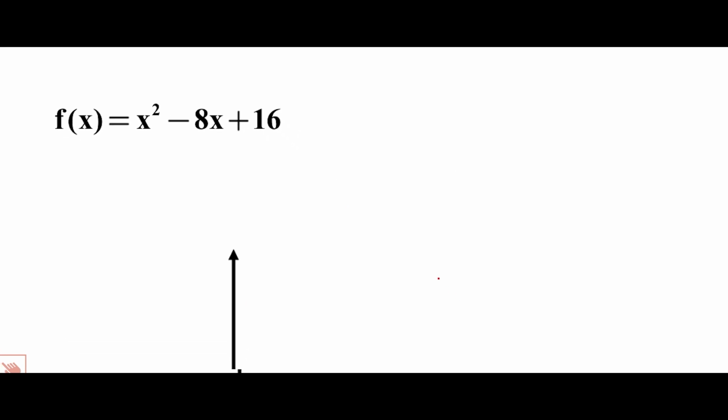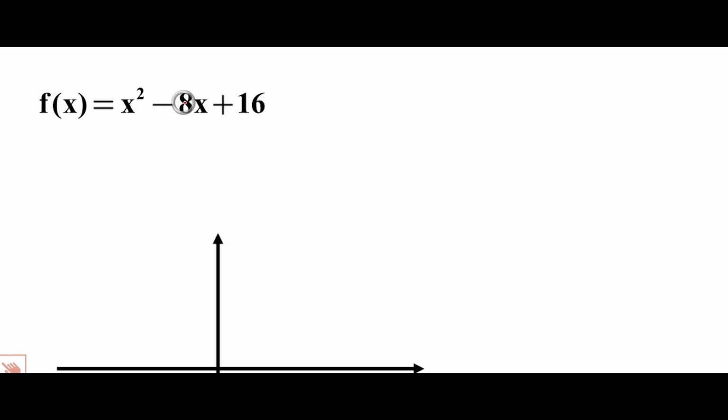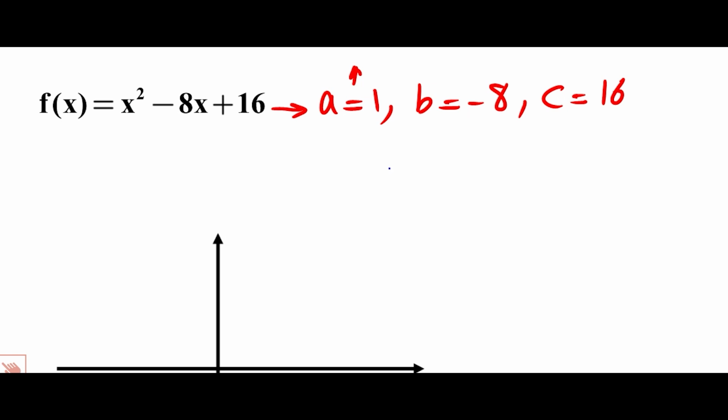Number 3, consider f(x) = x² - 8x + 16. Here a is 1, b is -8, and c is 16. Since a is positive, the parabola opens upward, right? Now find the x-coordinate of the vertex. x = -b/2a = -(-8) over 2 times 1, which is 4.